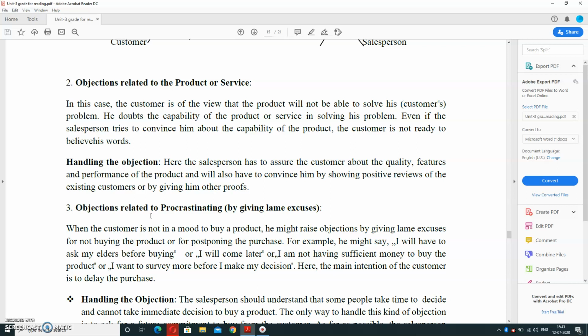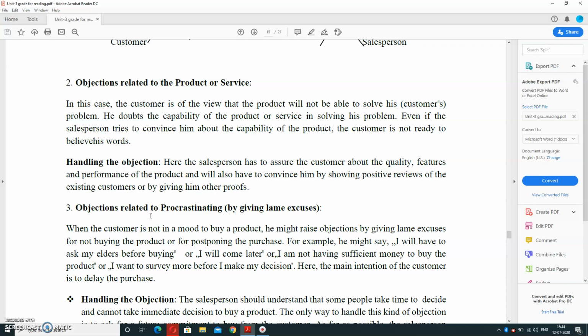How to handle the objection? For handling the objection, the salesperson has to assure the customer about the quality, features and performance of the product, and will also have to convince him by showing some positive reviews from customers. Like, the company will collect 10 to 15 reviews from positive customers, and the company will present all the positive reviews in front of the customer who is not satisfied, giving some proofs.